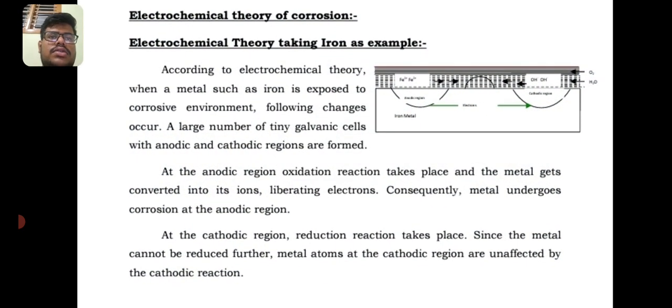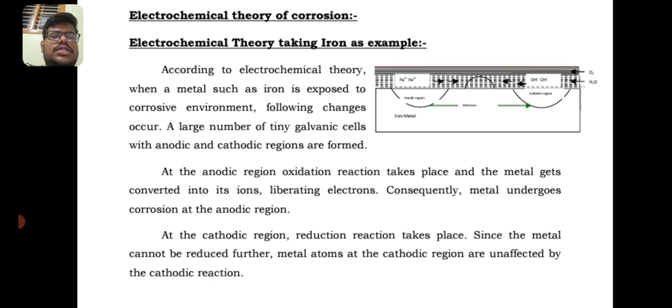Electrochemical theory of corrosion. According to electrochemical theory, when a metal such as iron is exposed to a corrosive environment, the following changes occur. A large number of tiny galvanic cells with anodic and cathodic regions are formed. At the anodic region, oxidation takes place. The metal gets converted into ions, liberating electrons. Metal undergoes corrosion at the anodic region.